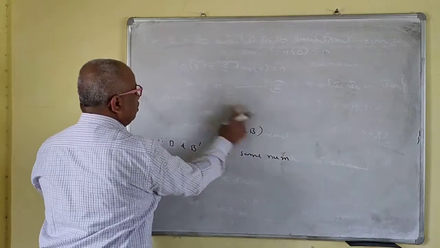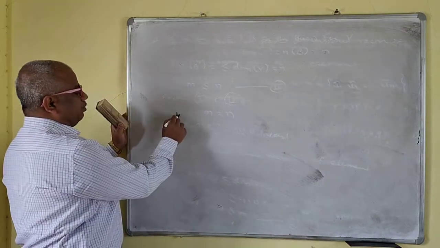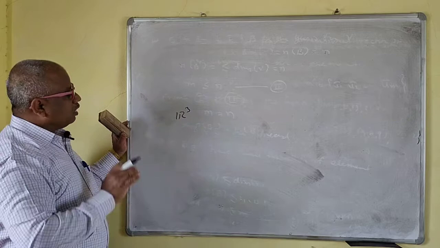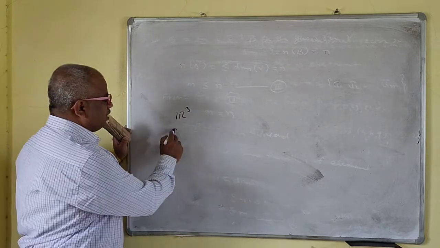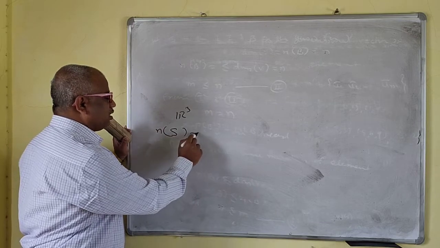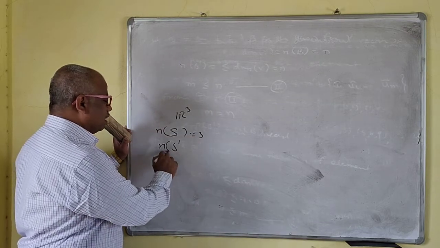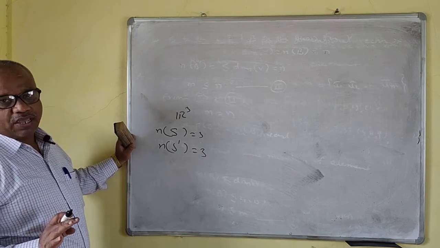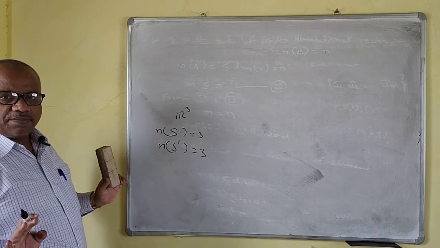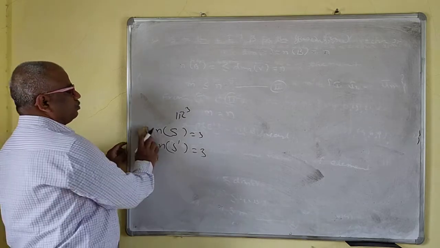So that means what? If you take R3, then in the basis there should be 3 vectors. Right? So if S is the basis, then the number of elements in S is 3. If S prime is the basis, then the number of elements in S prime is 3. The number of elements is the same. The vectors may or may not be the same; they need not be the same.